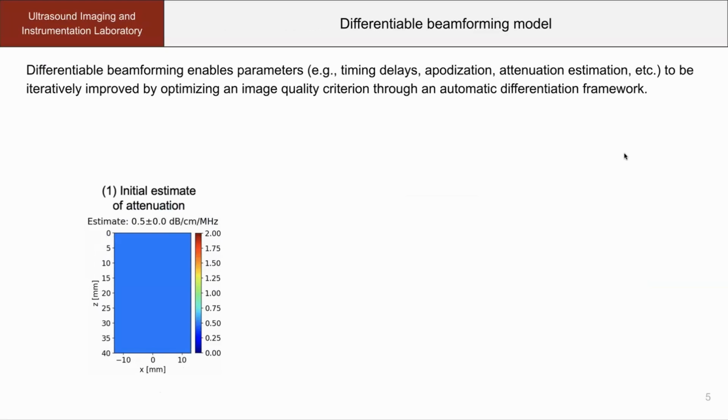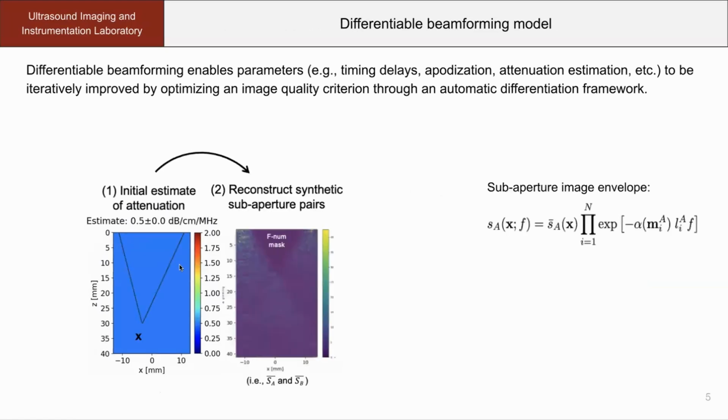Now looking at our differentiable beamforming model, differentiable beamforming enables parameters such as timing delays, apodization, and attenuation estimation to be iteratively improved by optimizing an image quality criterion through an automatic differentiation framework. So I'll go through the process of how this works for attenuation estimation. First, we start with the initial estimate of attenuation. In this field of view, for example, we have an initial estimate of 0.5 dB per centimeter per megahertz.